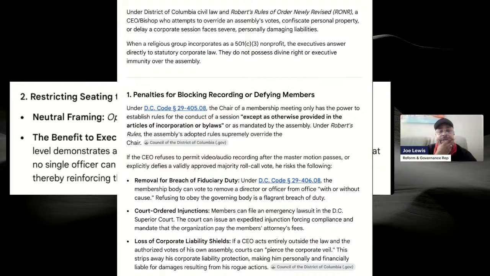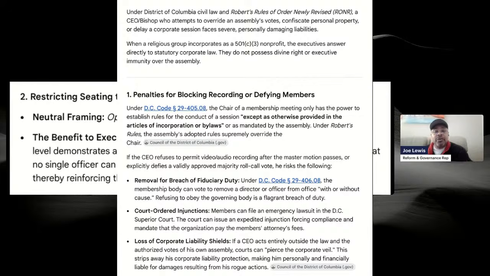It says the membership body can vote to remove a director or officer from office with or without cause. Refusing to obey the governing body is a flagrant breach of duty. Under DC's laws, the General Assembly can remove the director of a board or board officers or an executive officer or the CEO. And look at what it says, again, with or without cause, because DC is an at-will jurisdiction.